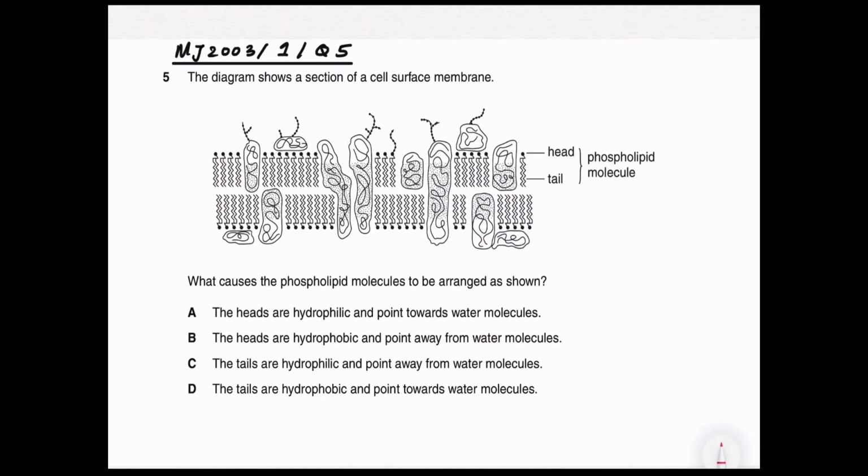This diagram shows a section of a cell surface membrane, where we know that our cell surface membrane is made up of two layers of phospholipid molecules arranged in a bilayer. So how is it possible?